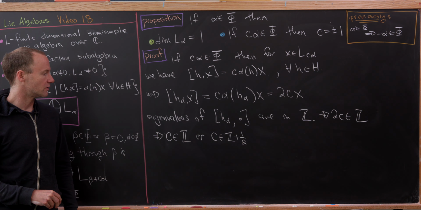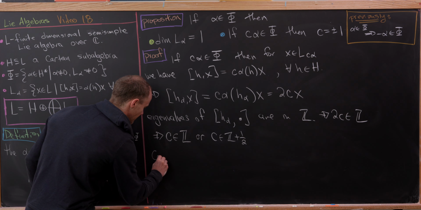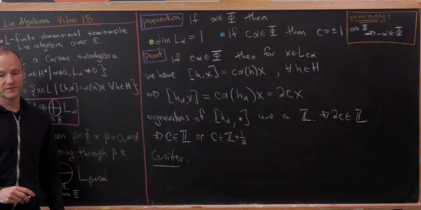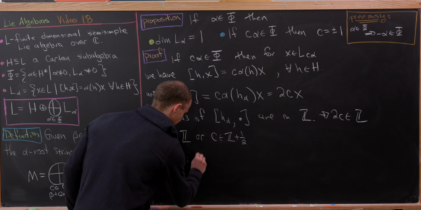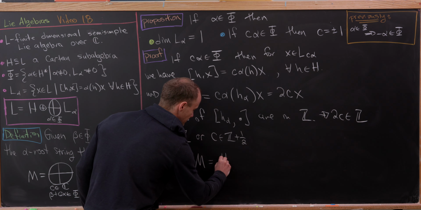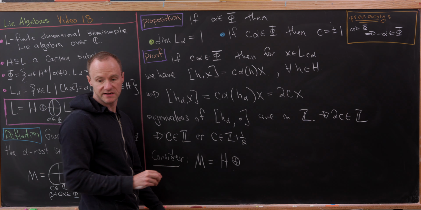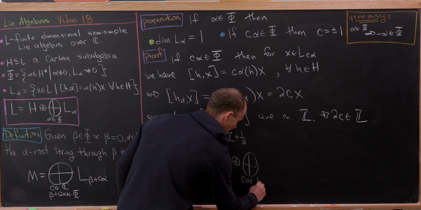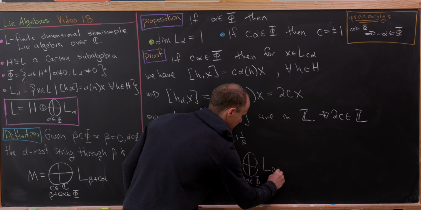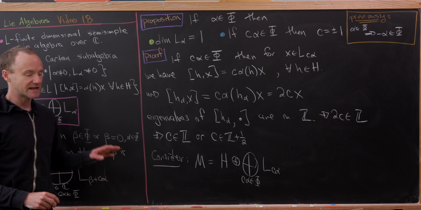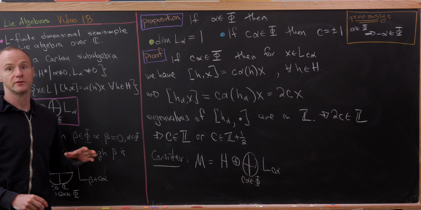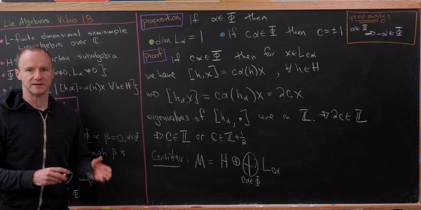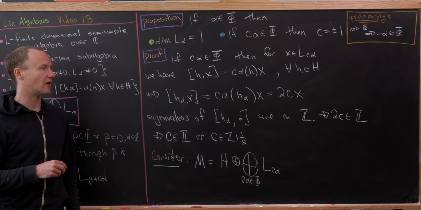Okay. So next up, let's consider the root string of alpha through 0. So that's going to be M, which is equal to H, and then the direct sum over all c alpha, which are roots of L c alpha. So again, that's the alpha root string through 0. This is the 0 part, and then that's the kind of bigger and smaller alpha parts.